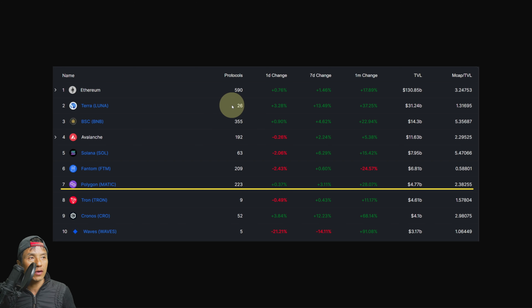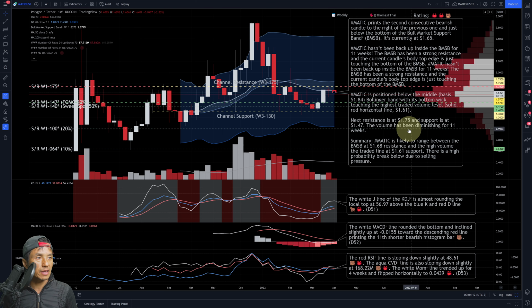And for the total value locked for Polygon MATIC, in the last 7 days, it's gone up 3.11%. The 1 month change went up 28.07%. Total TVL is 4.77 billion. And the market cap to TVL ratio is 2.38255. Remember, the lower the ratio, the better. For example, Phantom has the best ratio. And this 2.38 is roughly kind of better than average.